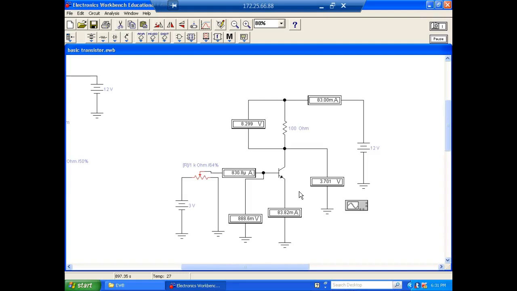So on this one, my base current is 830 microamps. My emitter current is 83.82 milliamps. My collector current is 83 milliamps. So that's only about 1 milliamp difference between me saying they're not equal and then assuming they are. So if I did math and I did 84 milliamps and 83 milliamps, the math is not going to be that much different anyway. I knew it was in here somewhere.